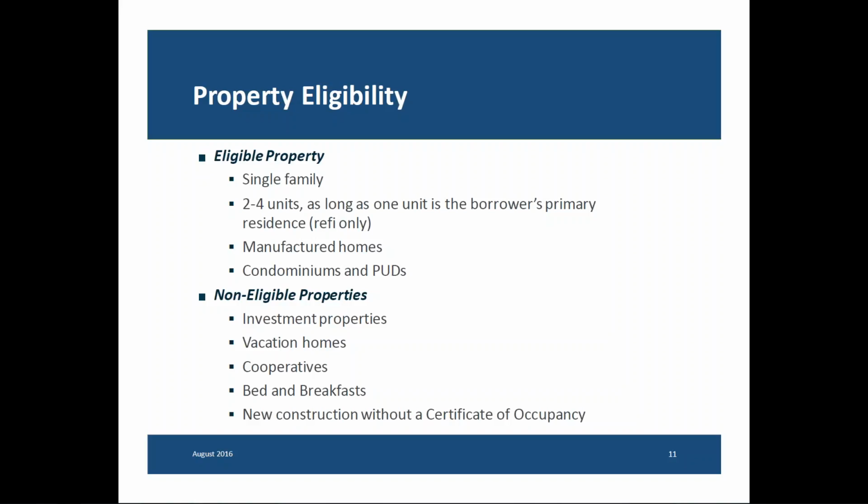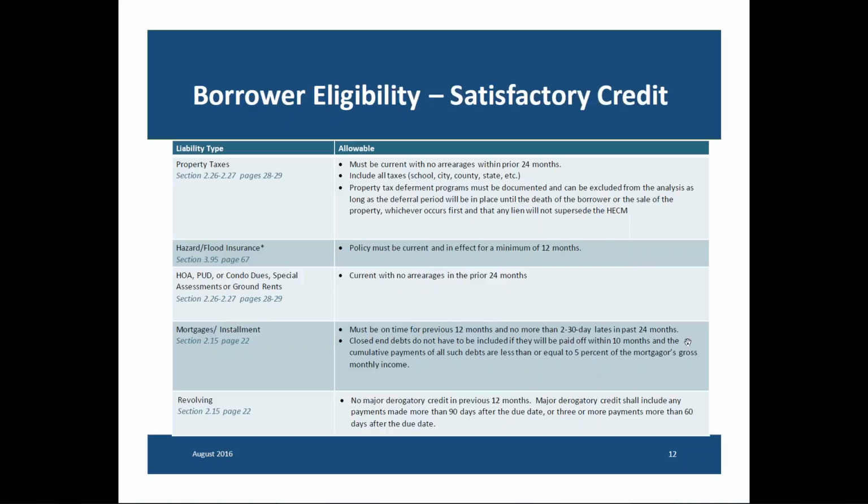Now, non-eligible property types: investment properties, vacation homes, co-ops, bed and breakfast. New construction without a certificate of occupancy. Well, it is a HUD guideline on existing properties, but if they can get a C of O at least 1 day prior to the application, we can work with that.